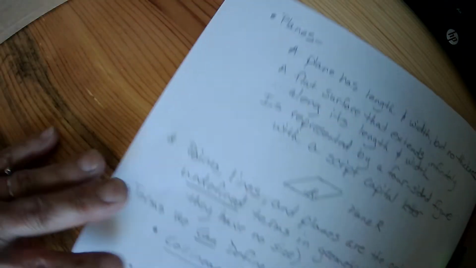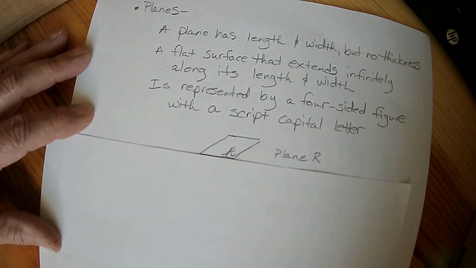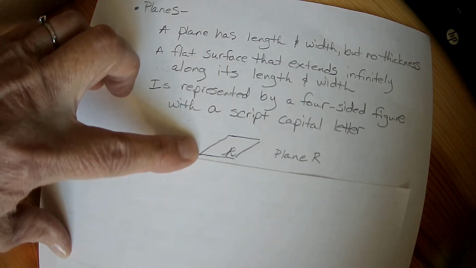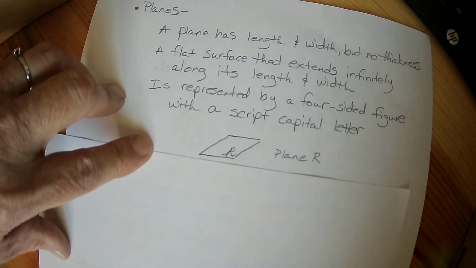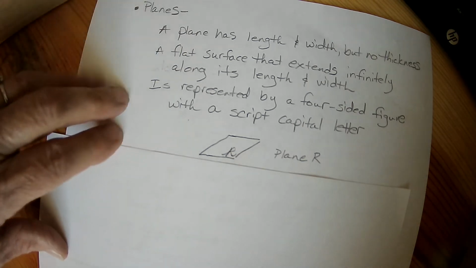So when we look at planes, a plane has length and width, but no thickness. It's a flat surface that extends infinitely along its length and width, and it's represented by a four-sided figure, like this here, with a script capital letter. So this plane is named plane R.